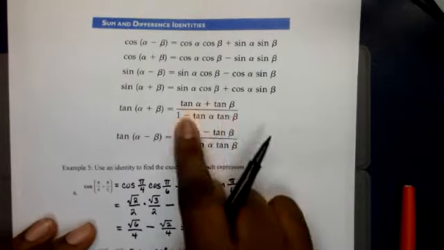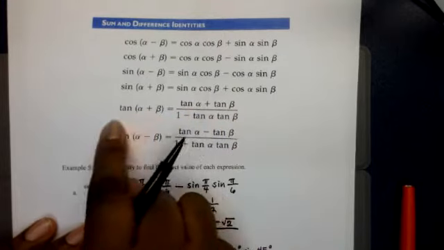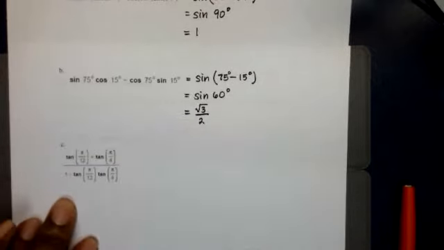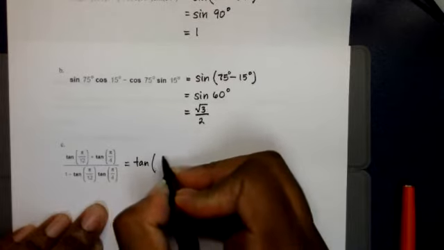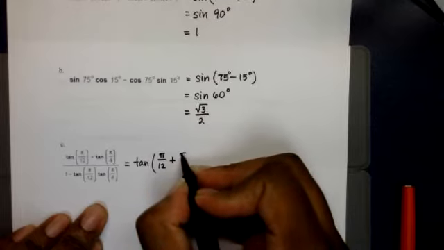That's this right here, which is going to be this right here, tangent of alpha plus beta. Okay. So this can be written as the tangent of pi 12ths plus pi 4ths.